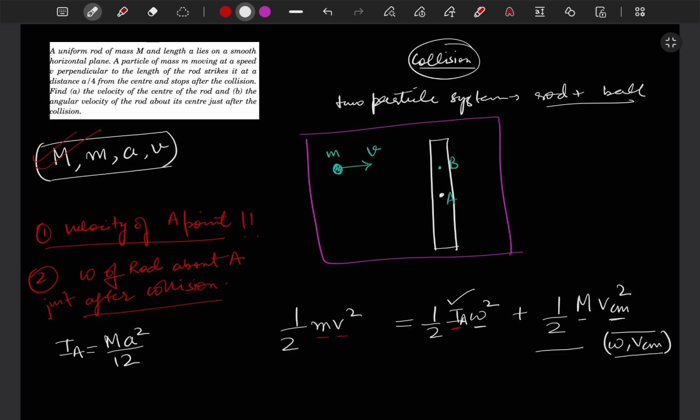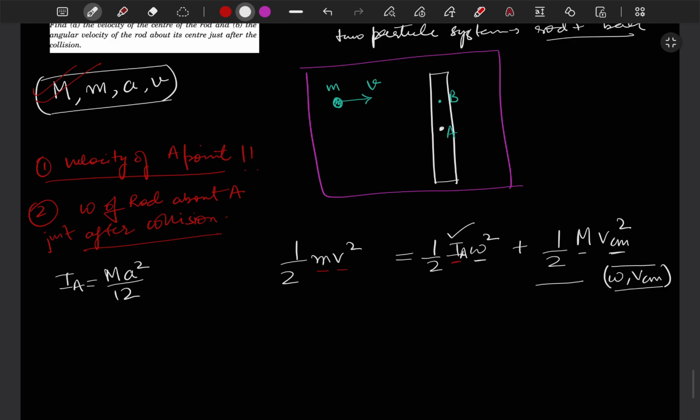It's a collision. Conservation of energy won't work. Although they have not mentioned very clearly what kind of collision it is, it's mostly an elastic collision. Can we apply conservation of momentum?